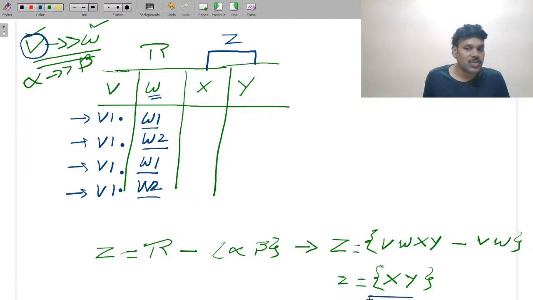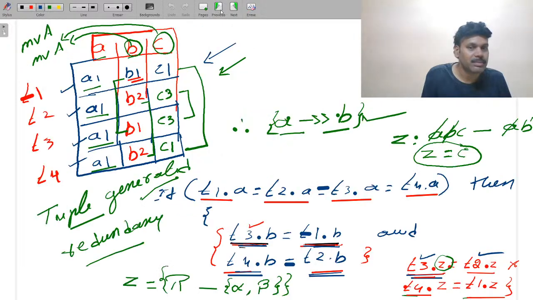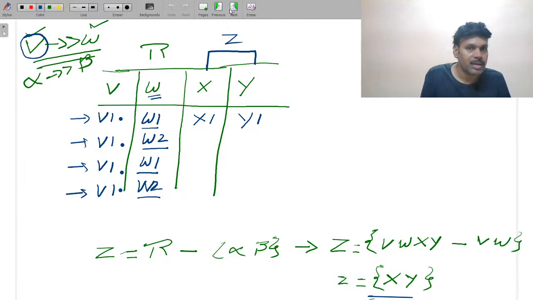If Z is XY, as far as the third column is concerned, there is a statement. What is that? Your 1. This tuple, please look at the condition. What is the condition? T3 dot Z is equal to T2 dot Z. So T3 dot Z is equal to T2 dot Z.